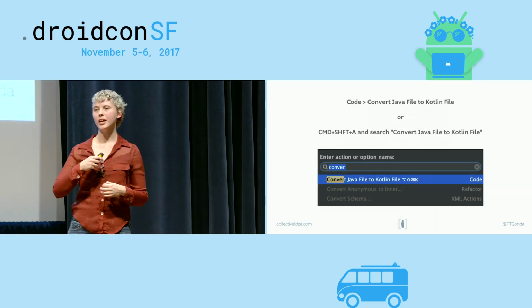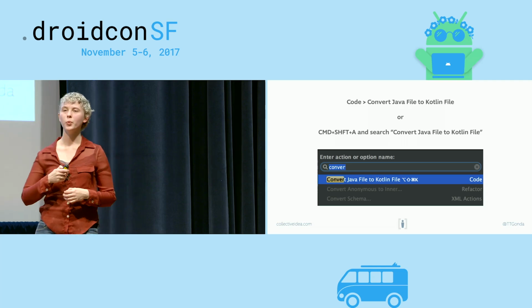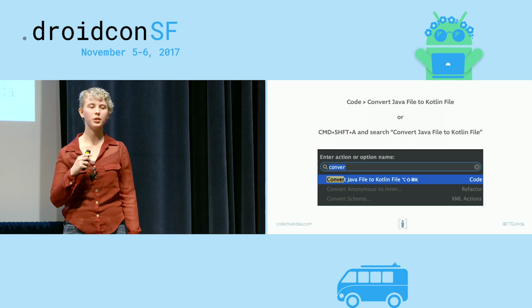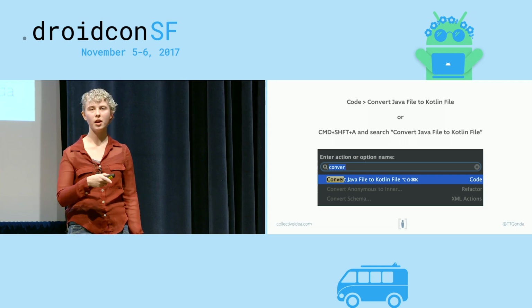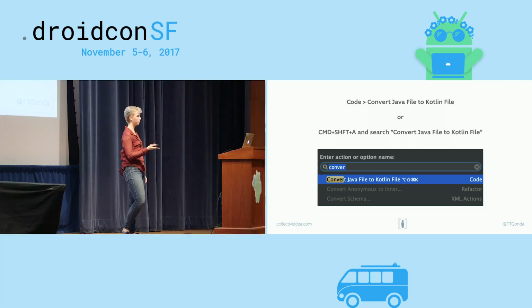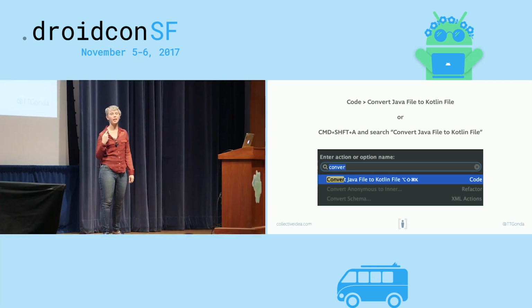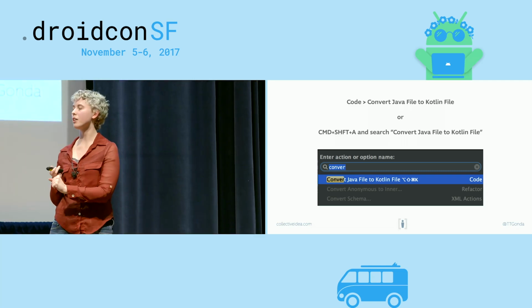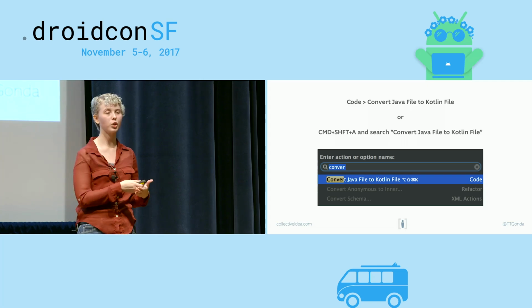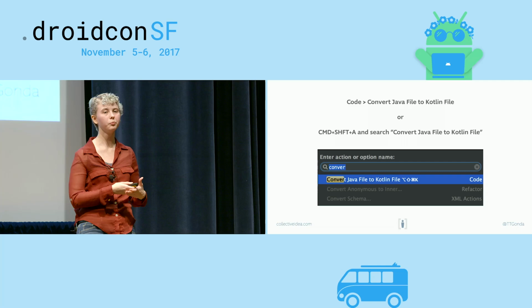So, if you're ready to hop on board with Kotlin and you haven't started yet, in addition to being able to convert your Kotlin bytecode into Java, you can also take your Java files and just straight up convert them to Kotlin. IntelliJ Android Studio has this tool for you as well. To do that, if you have your Java file, you can go to code, convert Java file to Kotlin file, or just search that action. And then there you go. You have your Kotlin file.